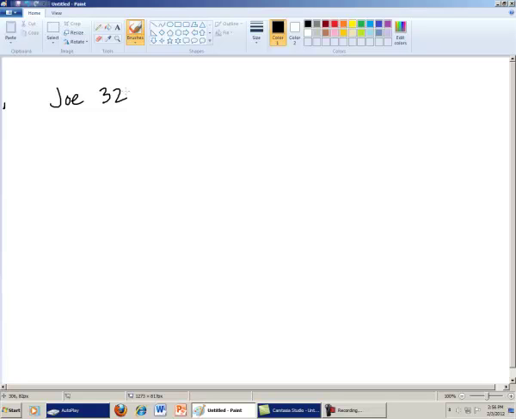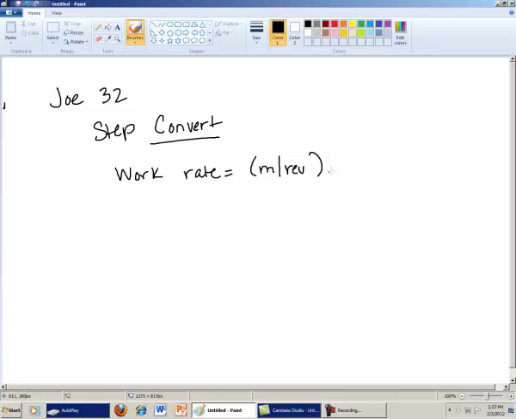And the first thing that we need to do is we need to use the cycle equation, and we need to go through our steps. Step 1, convert raw data. And again, it's a good idea to always go through these steps. So the first thing we need to convert is we need to convert work rate. Work rate is going to be meters per revolution times revolutions per minute times load in kilograms.